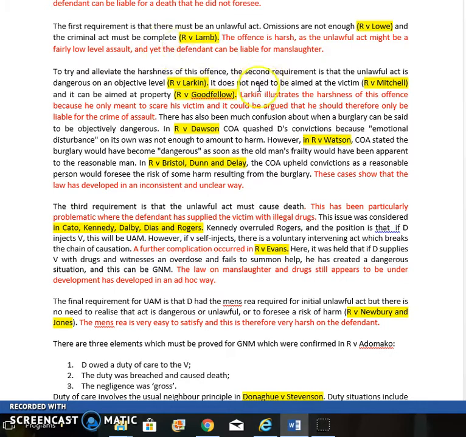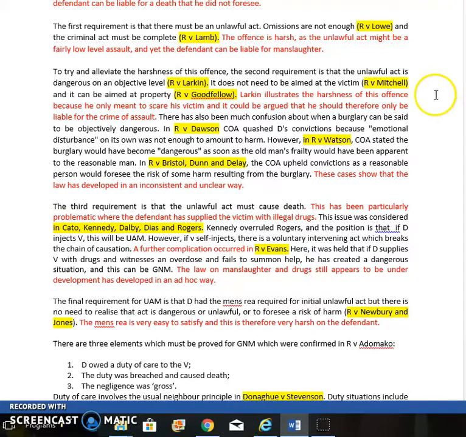So straight away, I've evaluated here. I've said that Larkin illustrates the harshness of the offence, because in Larkin, he only meant to scare the victim. So arguably, he should only be liable for assault, because he doesn't really have the mens rea for death.